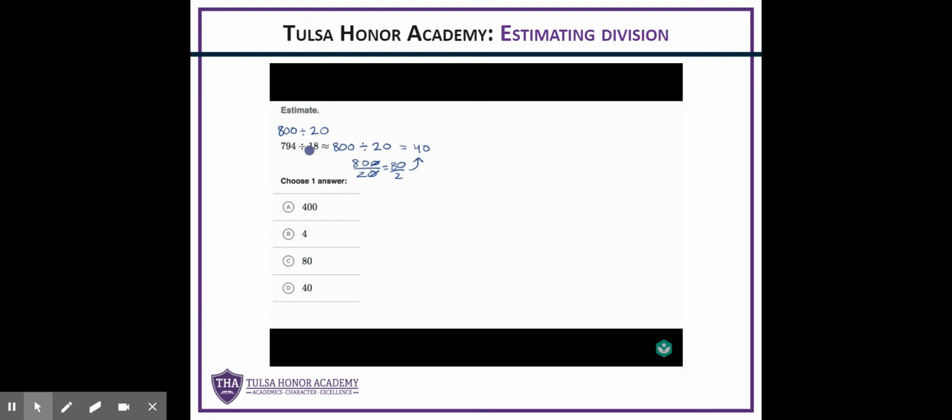So 794 divided by 18 definitely isn't exactly 40, but it's going to be close to 40. And especially of these choices right over here, it's definitely going to be much closer to 40 than 84 or definitely 400. So we're going to go with that.